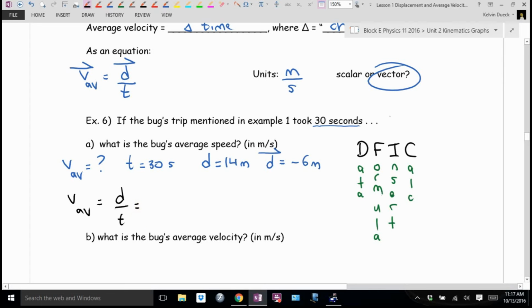Derek, what's the distance that this bug traveled? Eric, what's the distance that this bug traveled? I'm looking at the letter D and sticking it in front of your name for some dumb reason. Yes? What's the time that this bug traveled for? Okay, calculator time, folks. What's 14 divided by 30?